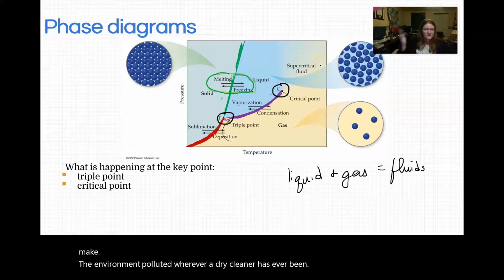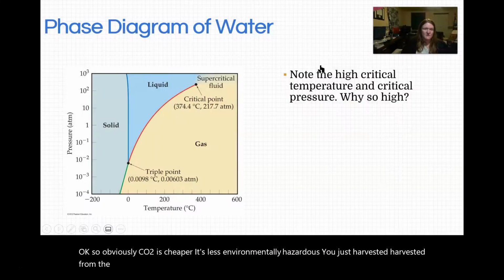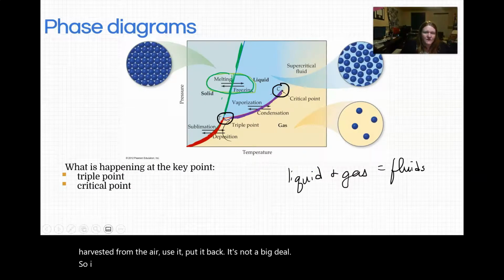Okay, so obviously CO2 is cheaper, it's less environmentally hazardous, you just harvest it from the air, use it, put it back. It's not a big deal. Okay, so I don't even know what this is the phase diagram of, it's just an example.